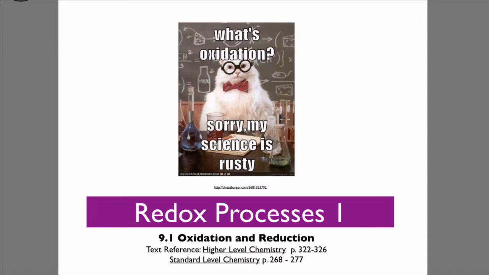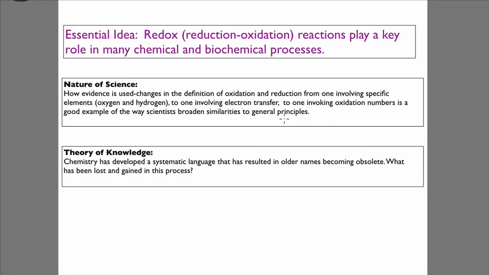Redox processes, oxidation and reduction. The essential idea: redox reactions play a key role in many chemical and biochemical processes. The nature of science, how evidence is used: changes in the definition of oxidation and reduction from one involving specific elements, oxygen and hydrogen, to one involving electron transfer, to one invoking oxidation numbers, is a good example of the way scientists broaden similarities to general principles.